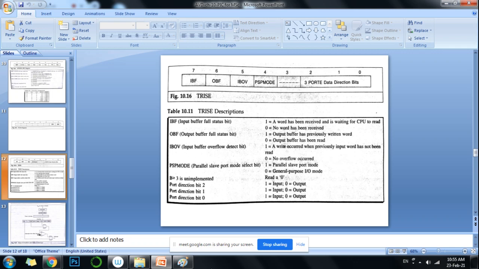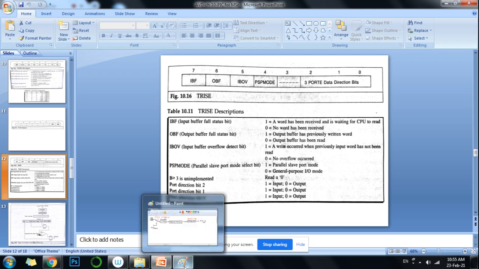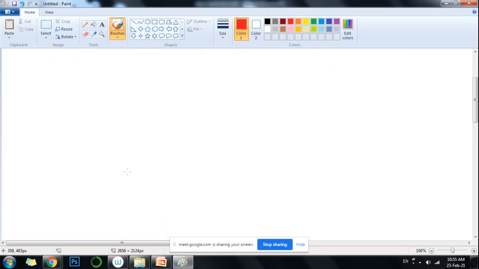We have seen that port D is an 8-bit port. Otherwise it is like any other port that can be used for I/O of data, but port D has an additional feature: it can be operated as a PSP, parallel slave port. Let us try to understand how exactly this works. Port D works as a parallel slave port.